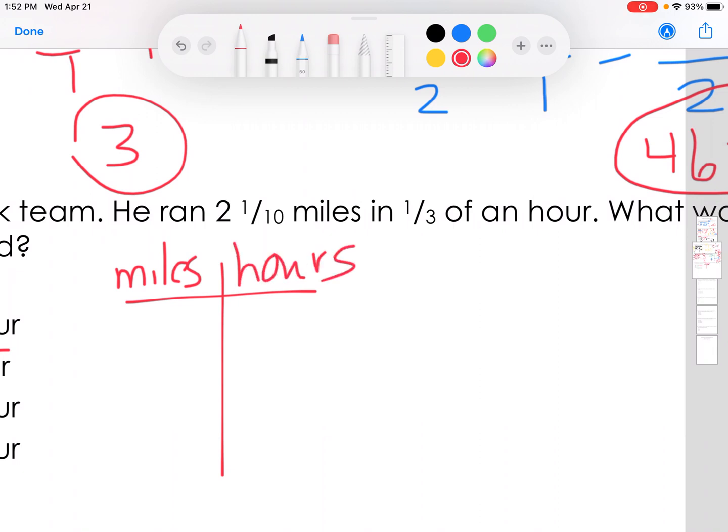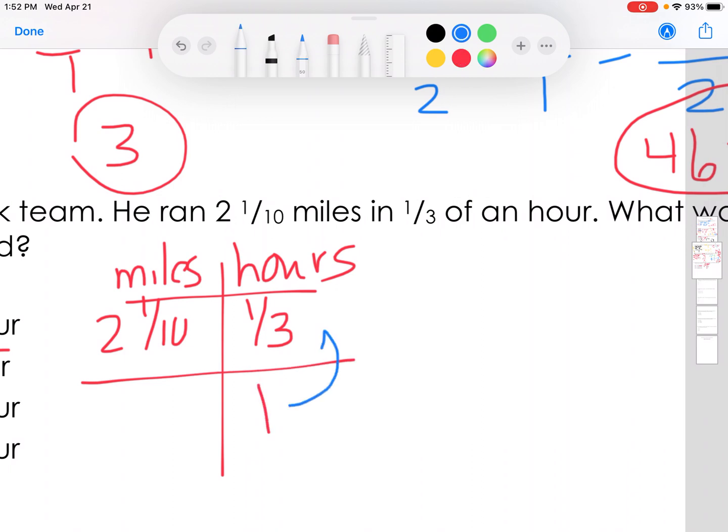I know that he went 2/10 of a mile. I'm sorry, 2 1/10 of a mile in 1/3 of an hour. So I want to figure out how far he can go in 1 hour. So I'm going to divide going up, multiply coming down.